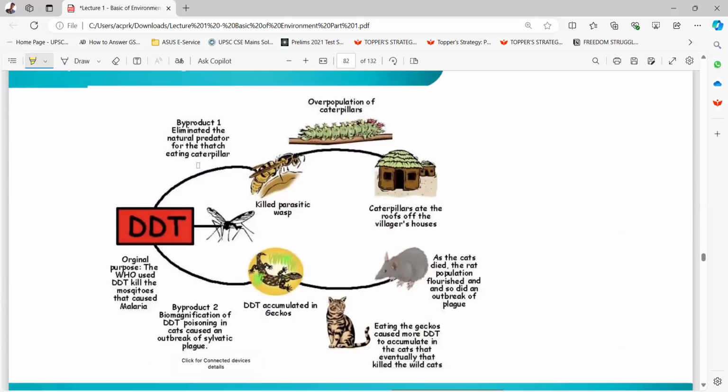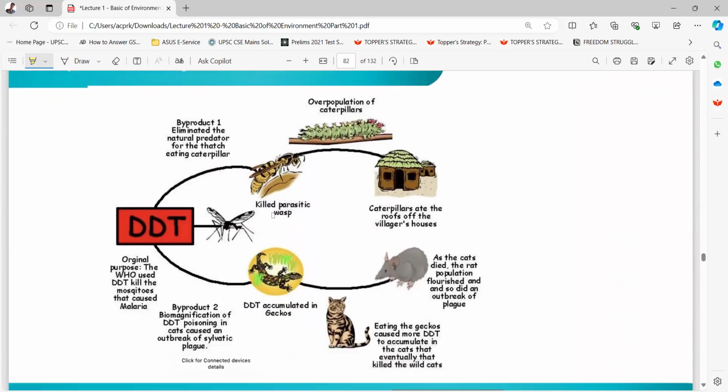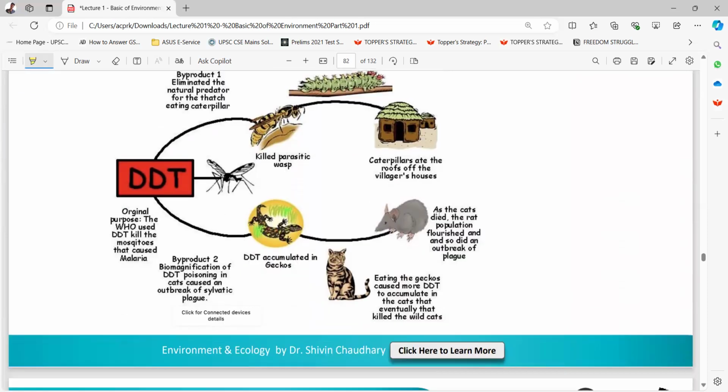DDT. Byproduct 1: it eliminated the natural predator for the thatch eating caterpillar. Overpopulation of caterpillars killed the parasitic wasp. Caterpillars ate the roofs of the villagers' houses. Okay, DDT. Original purpose: the WHO used DDT to kill the mosquito that caused malaria.